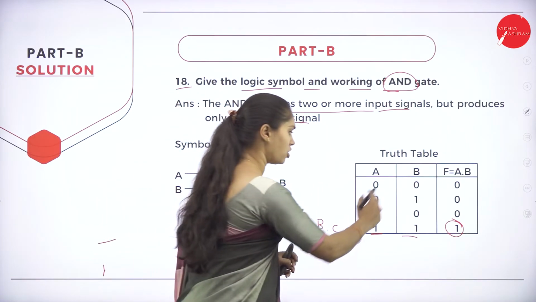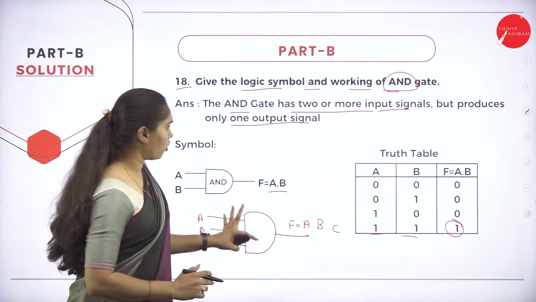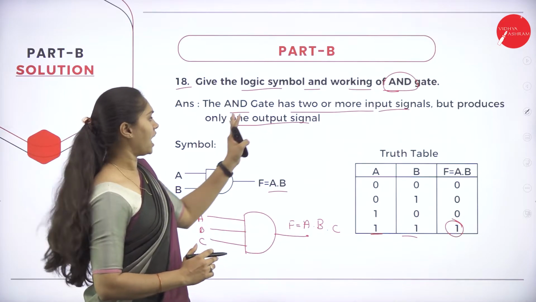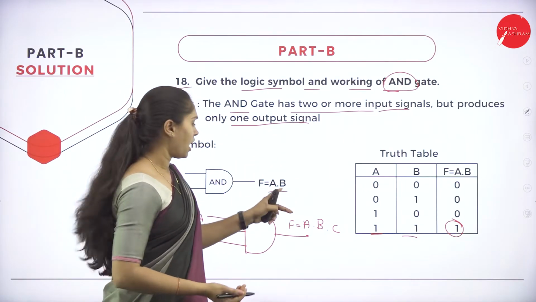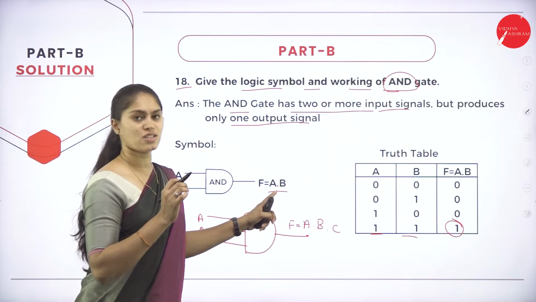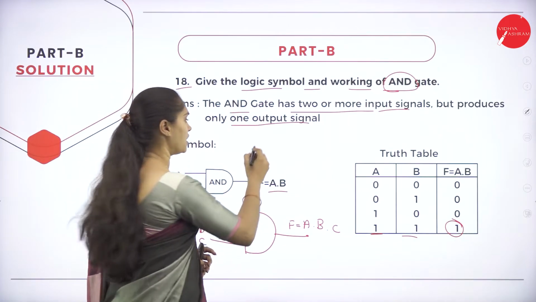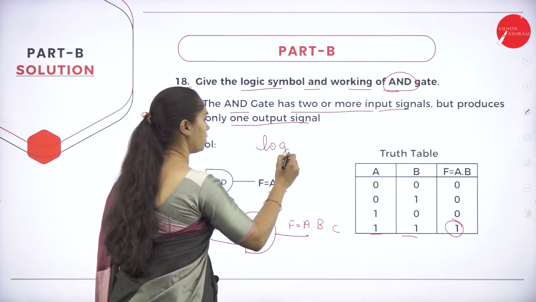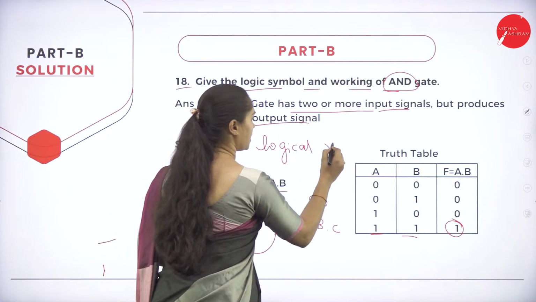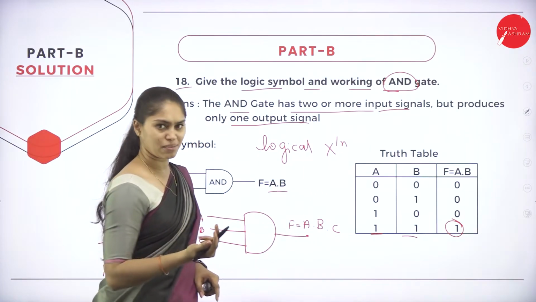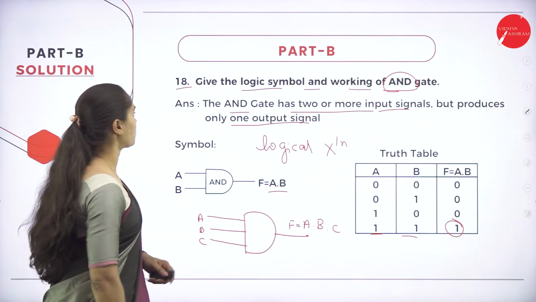So don't forget to write this truth table along with the logical symbol and what this AND gate is all about, and you should not miss this dot. AND is nothing but related to logical multiplication. It is related to logical multiplication. So we'll see the next question.